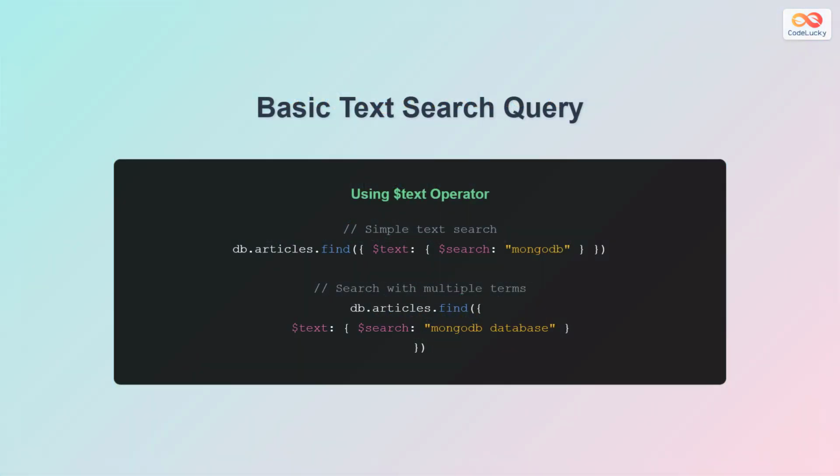To perform a basic text search, you'll use the $text operator along with the $search operator. To perform a simple text search for the word MongoDB, use the command db.articles.find with the $text operator containing the $search operator with the search term. To search for multiple terms, simply include them as a string within the $search operator, like this, db.articles.find with $text and $search for MongoDB database.